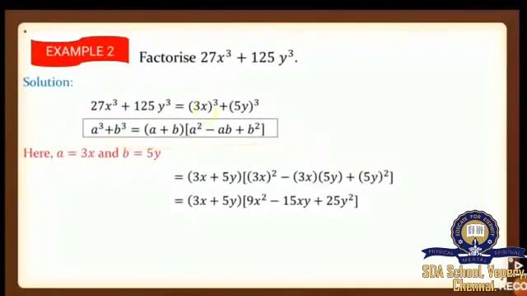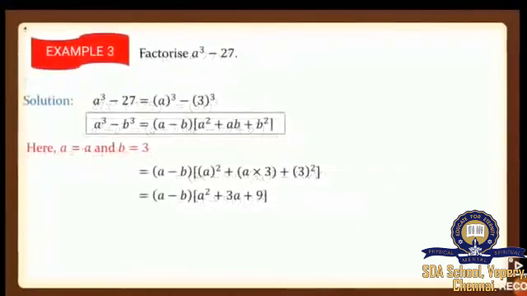In the place of a, here you have 3x, and in the place of b, here you have 5y. So substituting a equal to 3x and b equal to 5y in the above identity, we will get 3x plus 5y into 3x the whole square minus 3x into 5y plus 5y the whole square. If you solve all these terms, you will get 9x square minus 15xy plus 25y square.